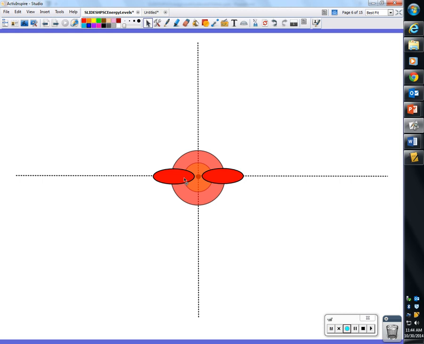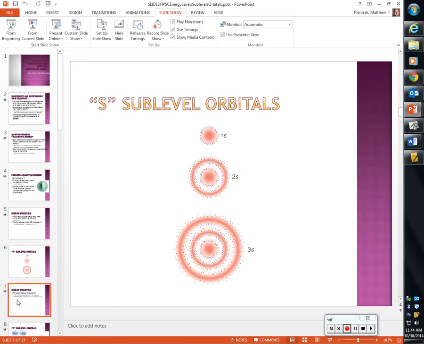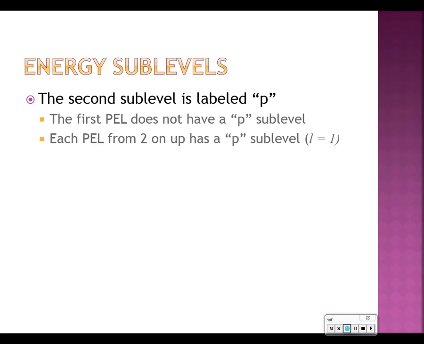within the second sublevel. There are actually 3 orbitals. Remember we said there's one that runs left and right, one that runs up and down, and one that runs front to back. Those 3 together make up the second sublevel that we call the P sublevel. I think this might have been where we left off yesterday, or on Tuesday maybe.